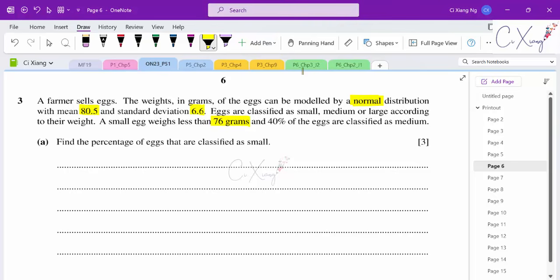So for the first part, they want to find the percentage of eggs that are classified as small. Okay, so again, let us define x as the weight of the eggs. So x is normally distributed because you see the keyword, normal distribution. So x is normally distributed with mean 80.5 and standard deviation 6.6. You want to put a variance here, so you put it as 6.6 squared. Then they want us to calculate the probability for eggs that are classified as small. Just now in the question, they told us that small eggs weigh less than 76. So that means you want to find the probability where x is less than 76.